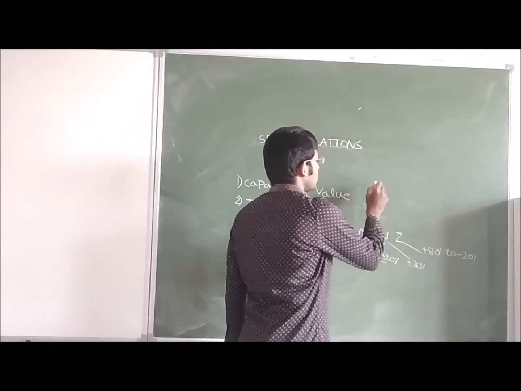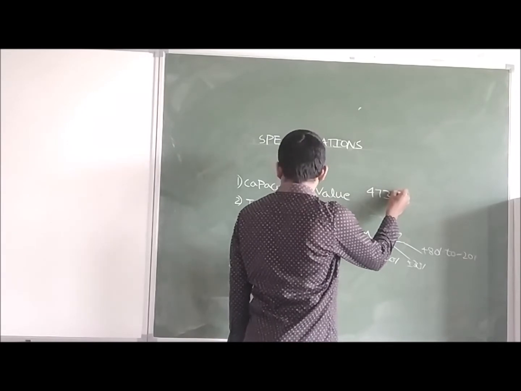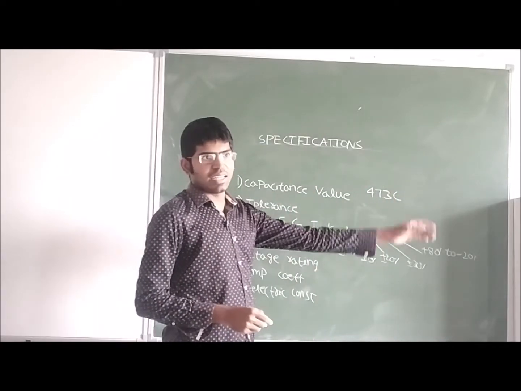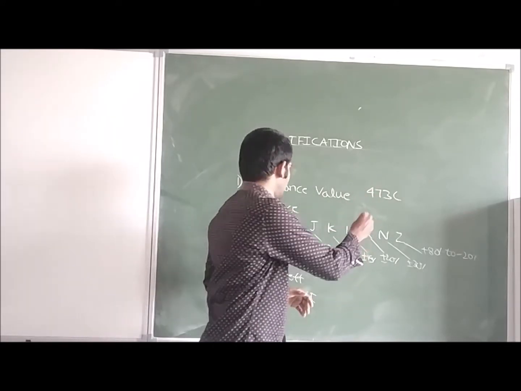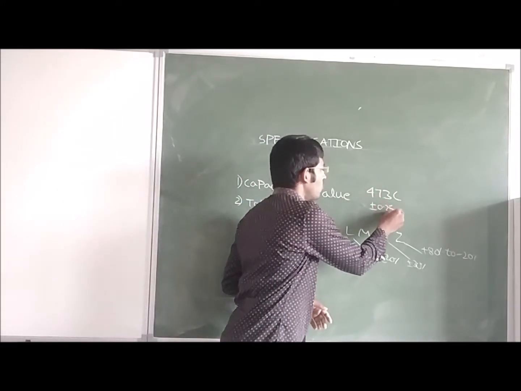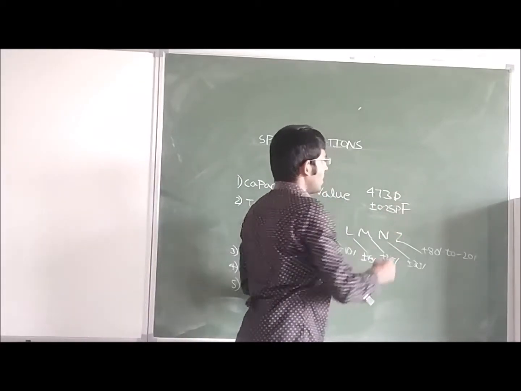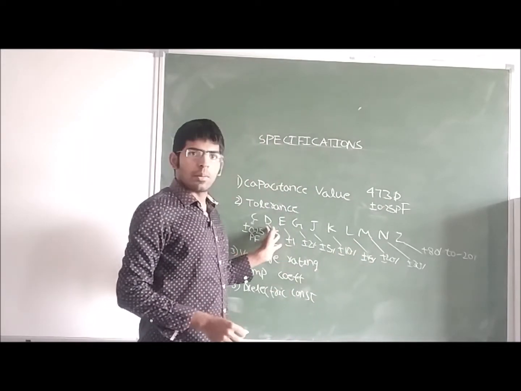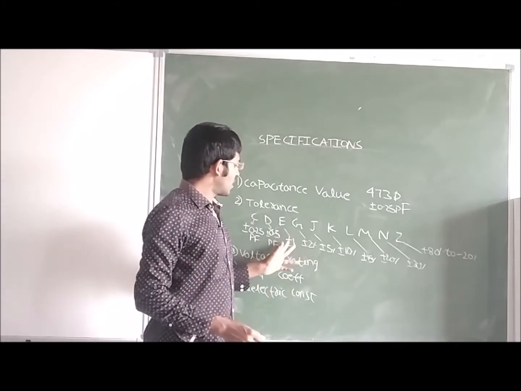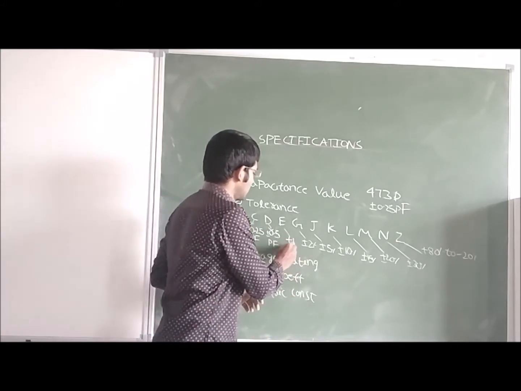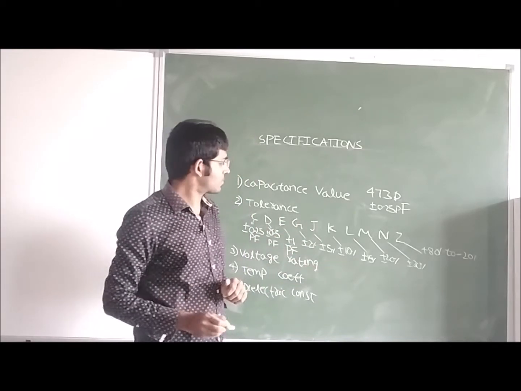Now, for example, 473C. It indicates a 47 nanofarad capacitor and the value may change in the range of plus or minus 0.25 picofarad. If I use 473D, then the capacitance may change plus or minus 0.5 picofarads, or plus or minus 1 picofarad. From G onwards, we indicate with a percentage.